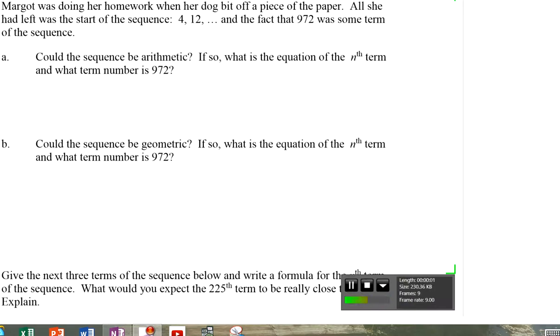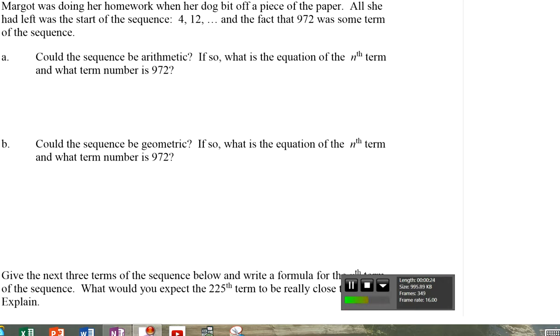So Margaret was doing her homework. It's a nice idea to do. When her dog bit off a piece of the paper. Bad dog. All she had left was the start of some sequence, 4, 12, and the fact that 972 was some term in that sequence. Somewhere along that sequence, you get the number 972.